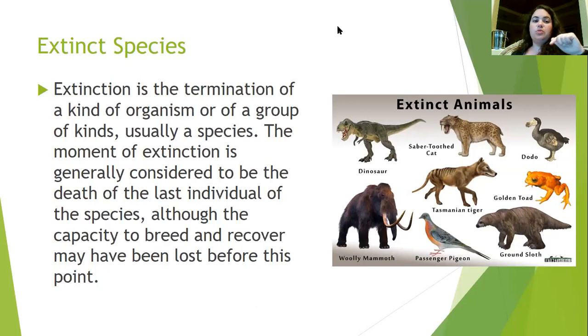So extinction is the termination of a kind of organism or of a group of kinds, usually a species. The moment of extinction is generally considered to be the death of the last individual. However, they could have lost their capacity to breed and recover long before extinction actually happened. So remember, in order to be a species, you have to be able to breed within that species. And in order to survive, you also have to be able to reproduce. And so this situation, extinction, really happens way before even the last animal of its kind dies.